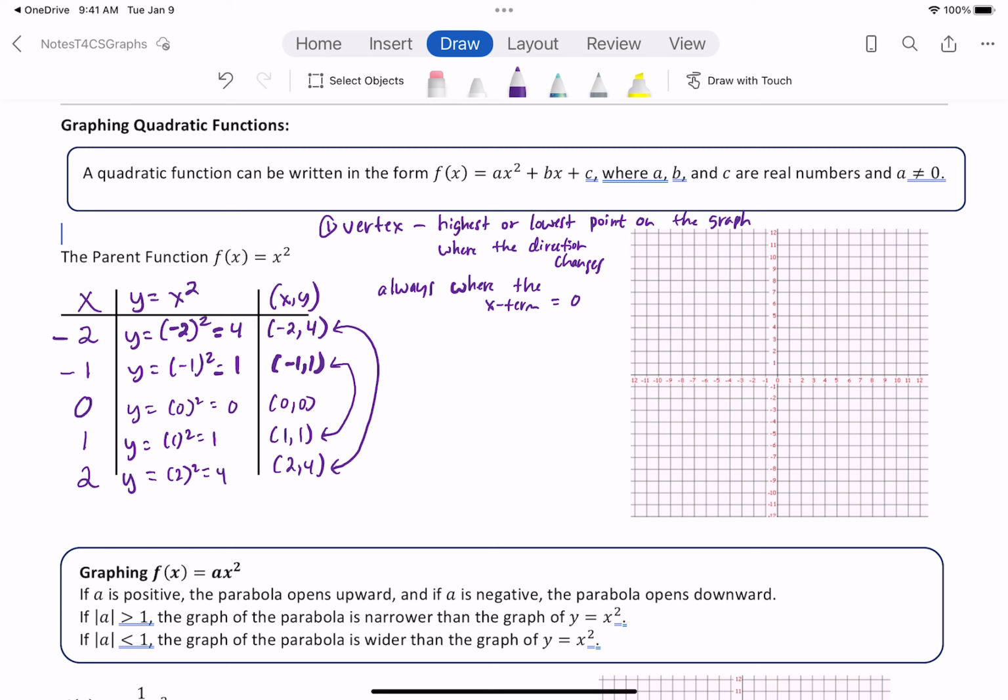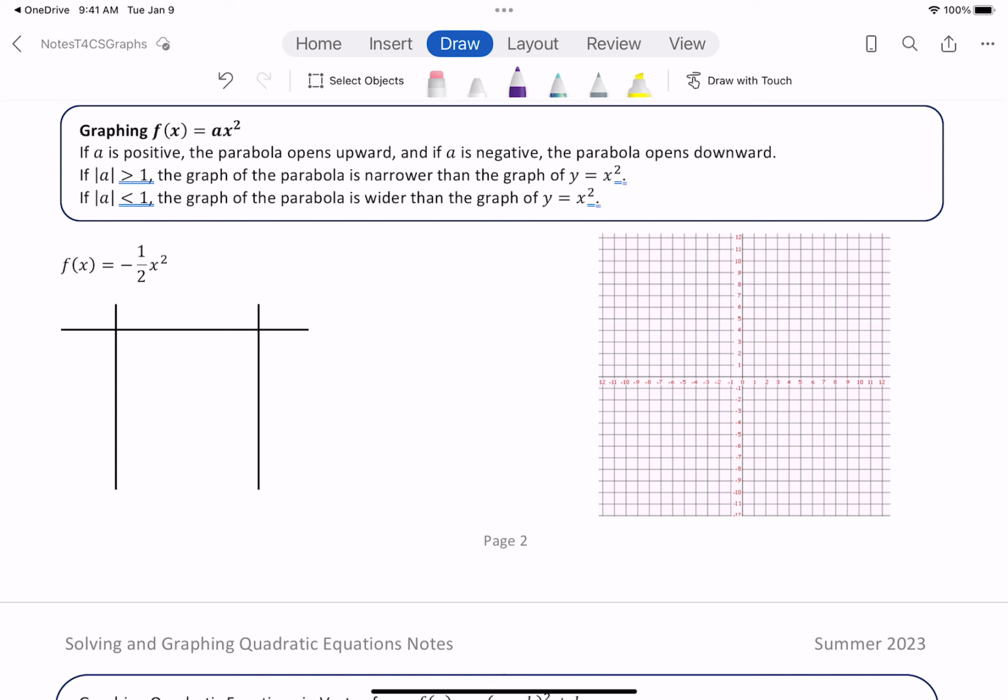So let's graph our points. I got -2, 4, -1, 1, 0, 0, 1, 1, and 2, 4. And all we're going to do is connect these. It continues to grow wider and wider through time. And it's going to do that on both sides. All right, so that's what our parent graph of the parabola looks like.